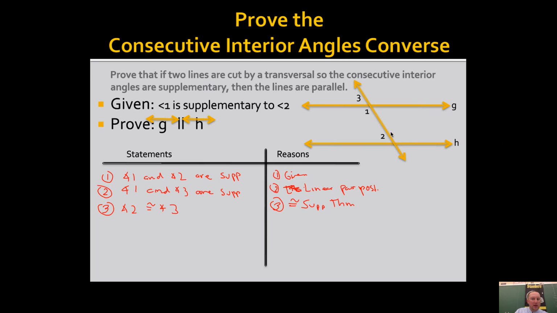Okay, so we just showed that angle 2 and angle 3 are congruent. Well, if they're congruent, those are corresponding angles. What does that do to these lines? It makes them parallel. That's the converse of the corresponding angle postulate.